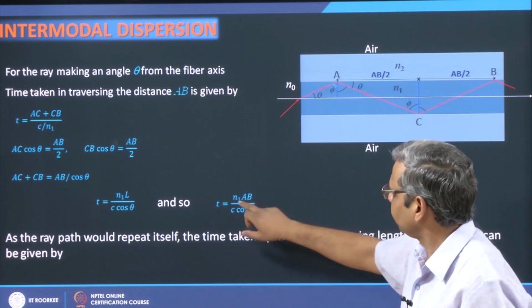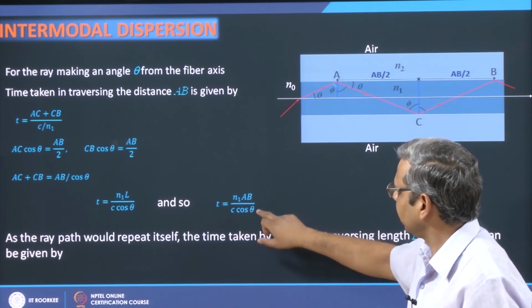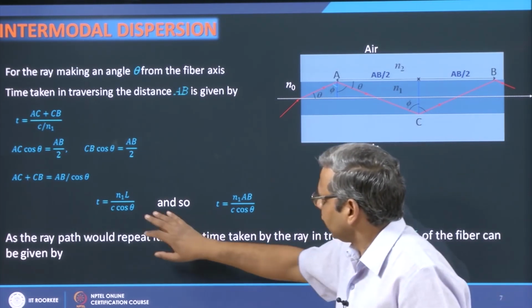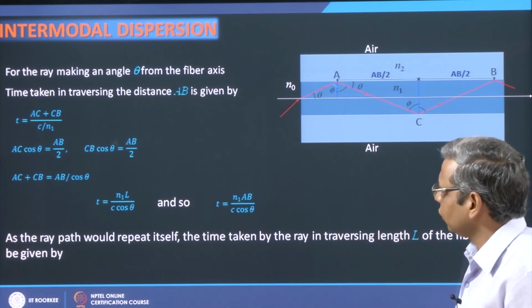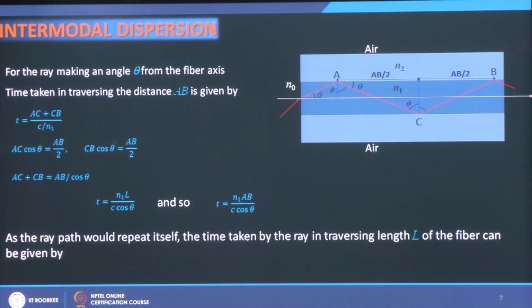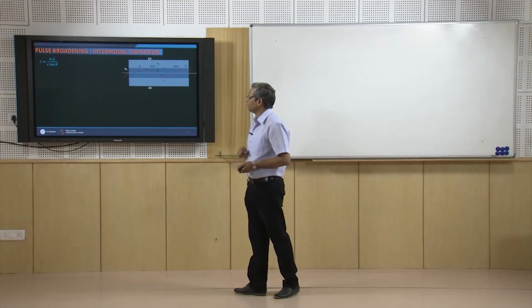Since the time taken for traversing AB length of the fiber is N1 AB over C cos theta, the time taken in traversing L length of the fiber would be N1 L over C cos theta. So this is what I have.